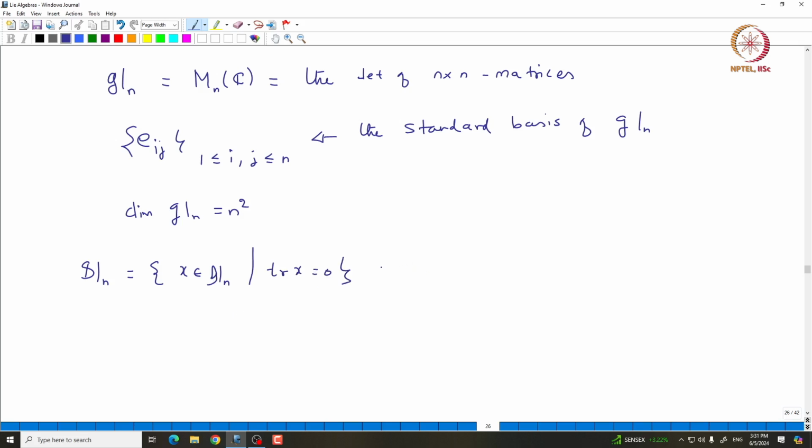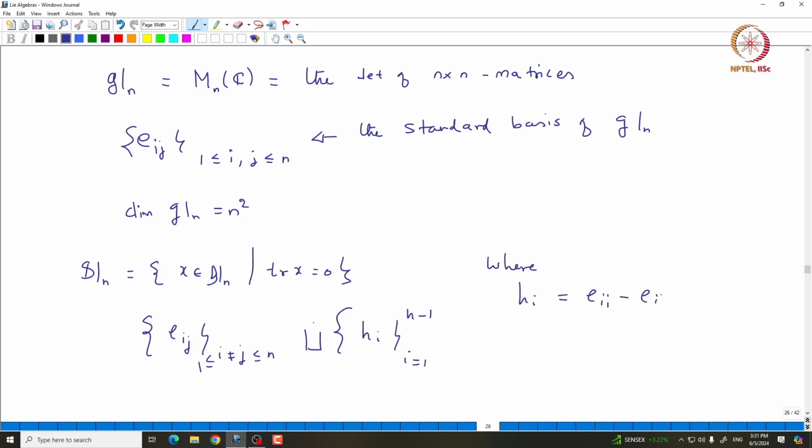So, now we have this natural basis. You take E_ij, i not equal to j, which comes from 1 to n, and the disjoint union the H_i's where i ranges from 1 to n minus 1, where H_i is defined to be the diagonal matrix E_ii minus E_{i+1,i+1}. So, basically it looks like, pictorially, 1 at the ith place and minus 1 at the (i+1)th place. All remaining entries are 0. Okay, that is H_i. And it is easy to verify this is a basis of SL_n.